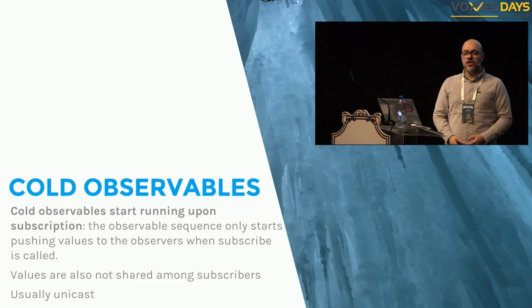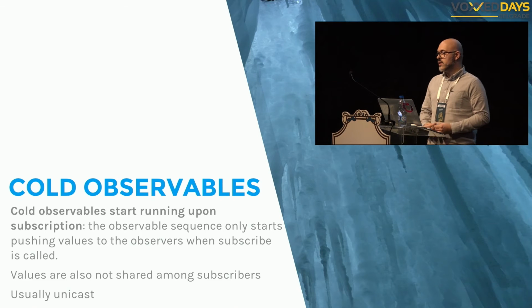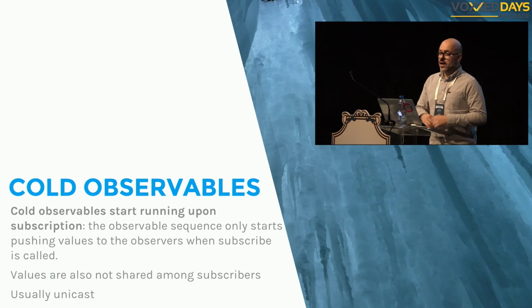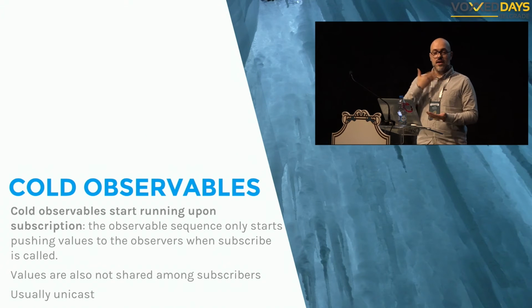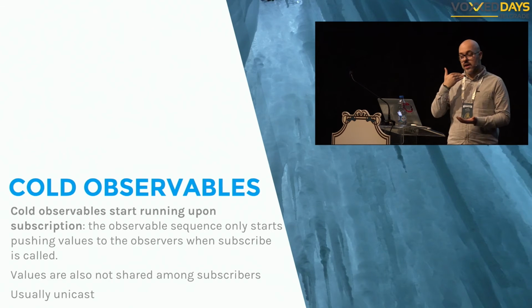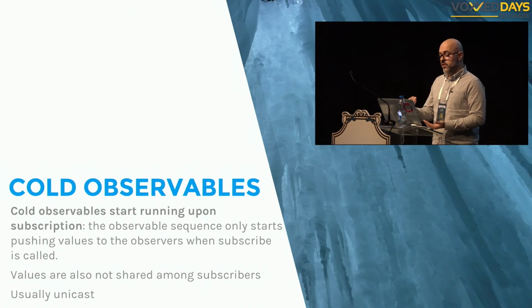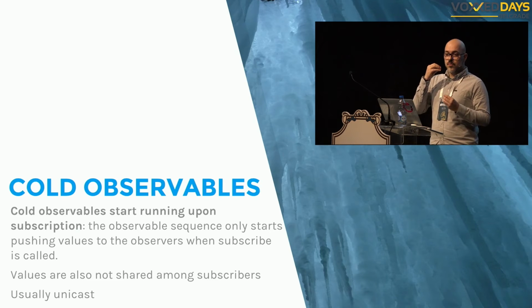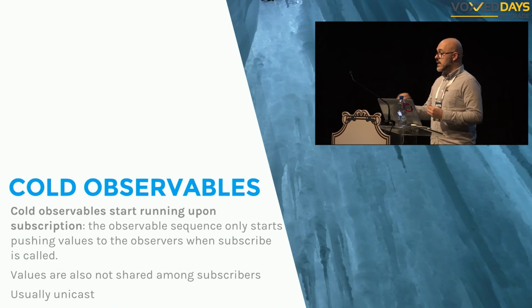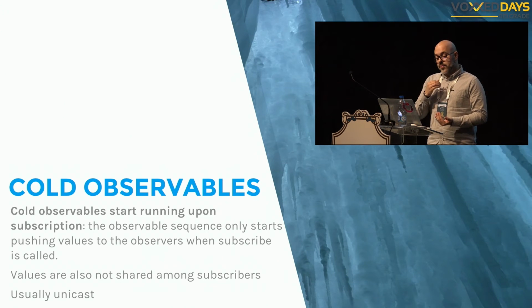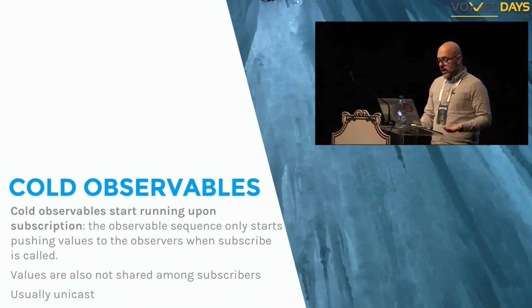Cold observable usually is used when you want to communicate in unicast. The interesting part of a cold observable is that the producer is created when an observer is listening to an observable. So when an observer starts to listen to the observable, in that moment, the producer starts to pass the data to the observer. And this one usually is completely unicast.